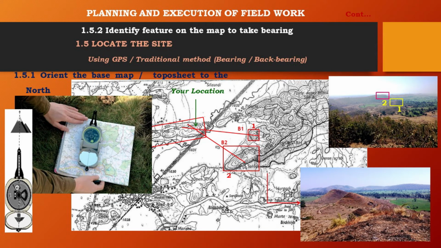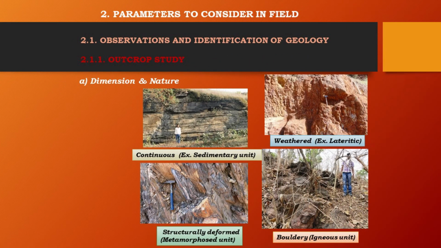For the bearing and back-bearing method, we need to select two known visible locations from our site. Then we should identify the same sites on our topo sheet. Then we should plot the direction of bearing and back-bearing. The resulting intersection defines our location on the topo sheet.